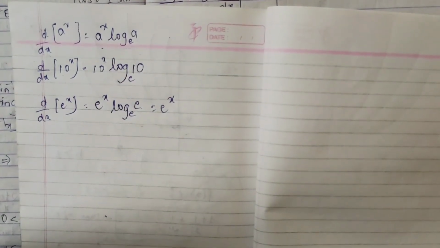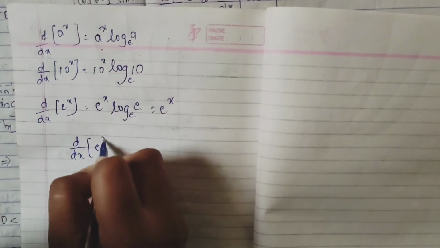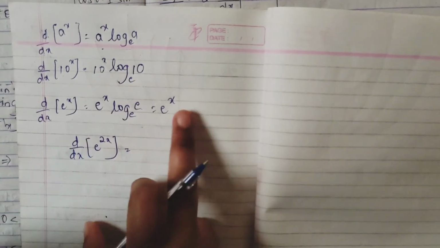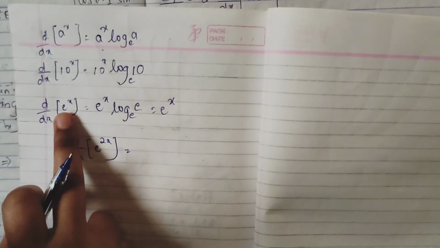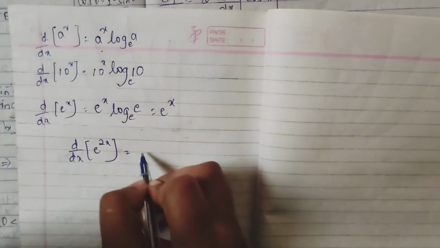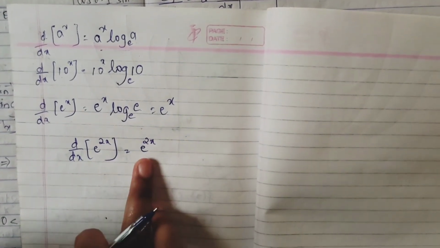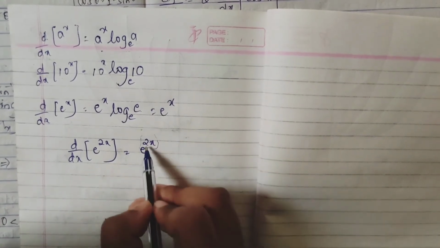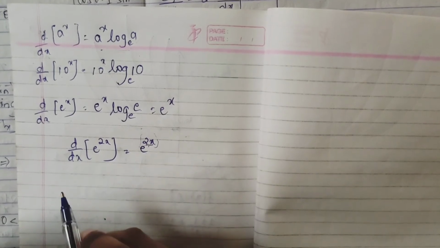Now how do you differentiate this exponential form? Suppose we differentiate e to the power 2x. What is the differentiation formula for this? Differentiation of e to the power x is e to the power x. So differentiation of e to the power 2x: first we write e to the power 2x. Then in the upper part you have 2x, you have 2 and x. So again you have to do the interior differentiation.